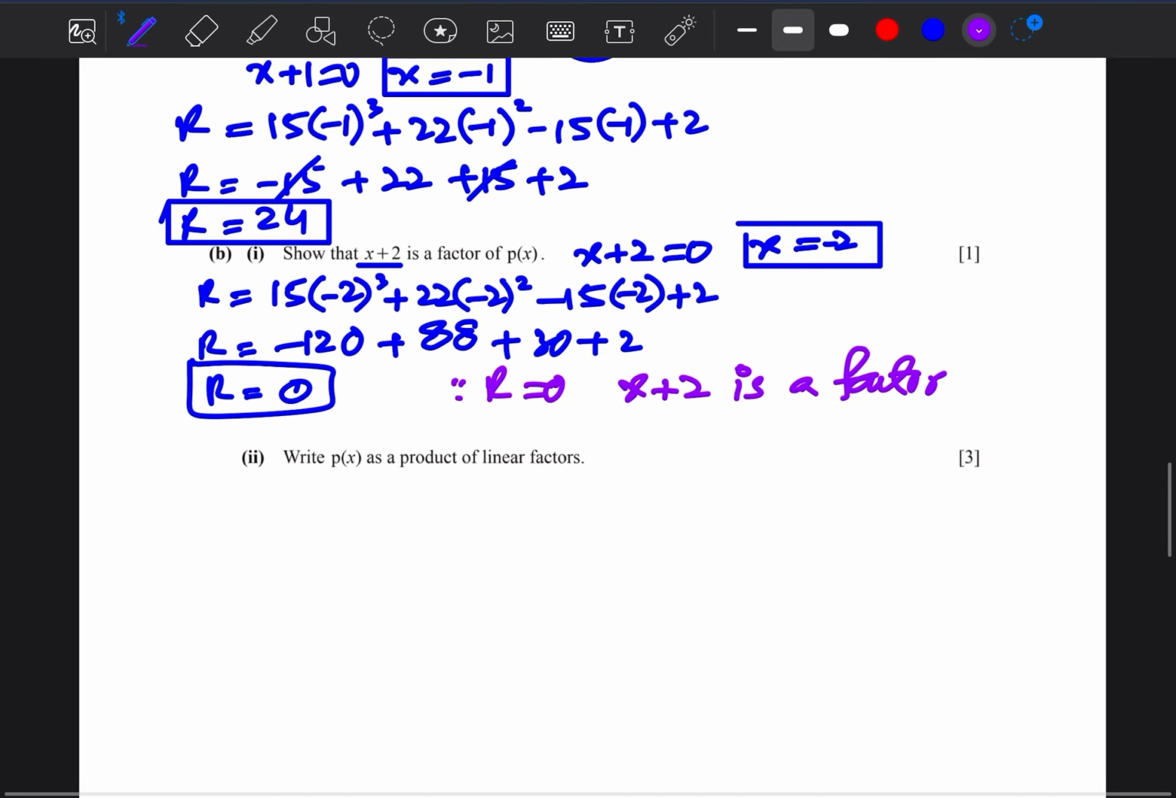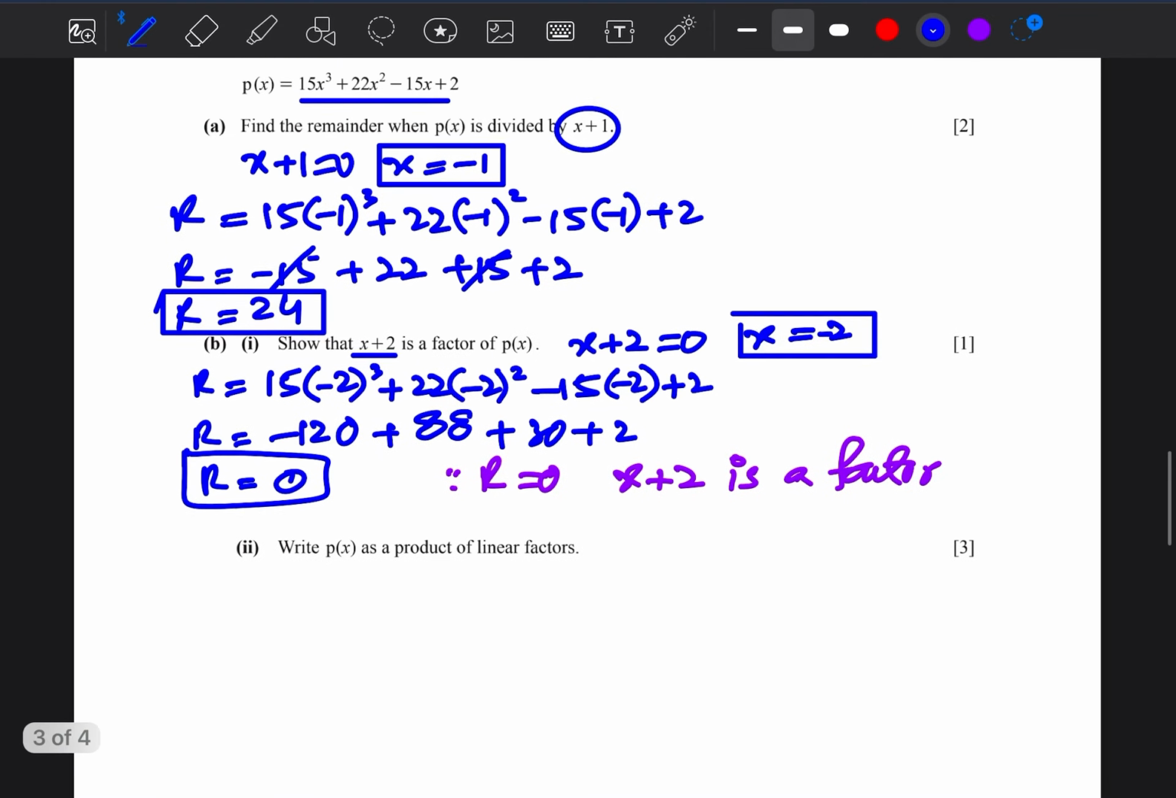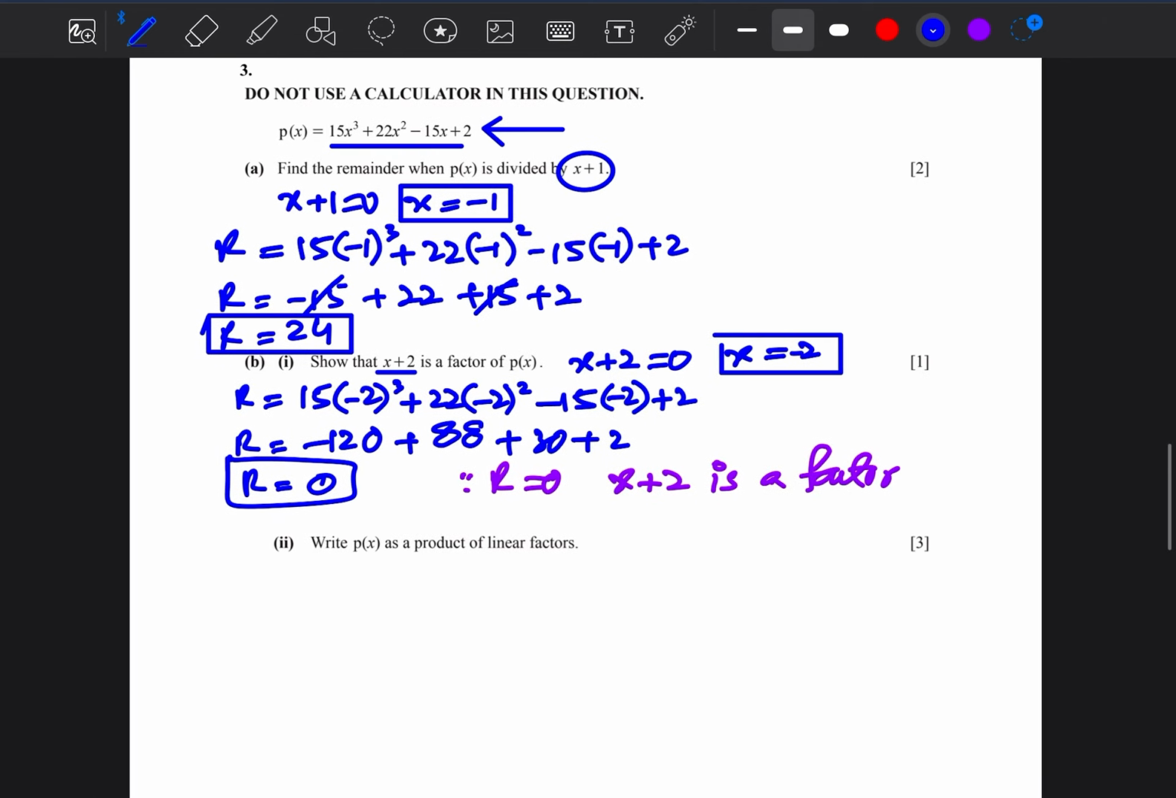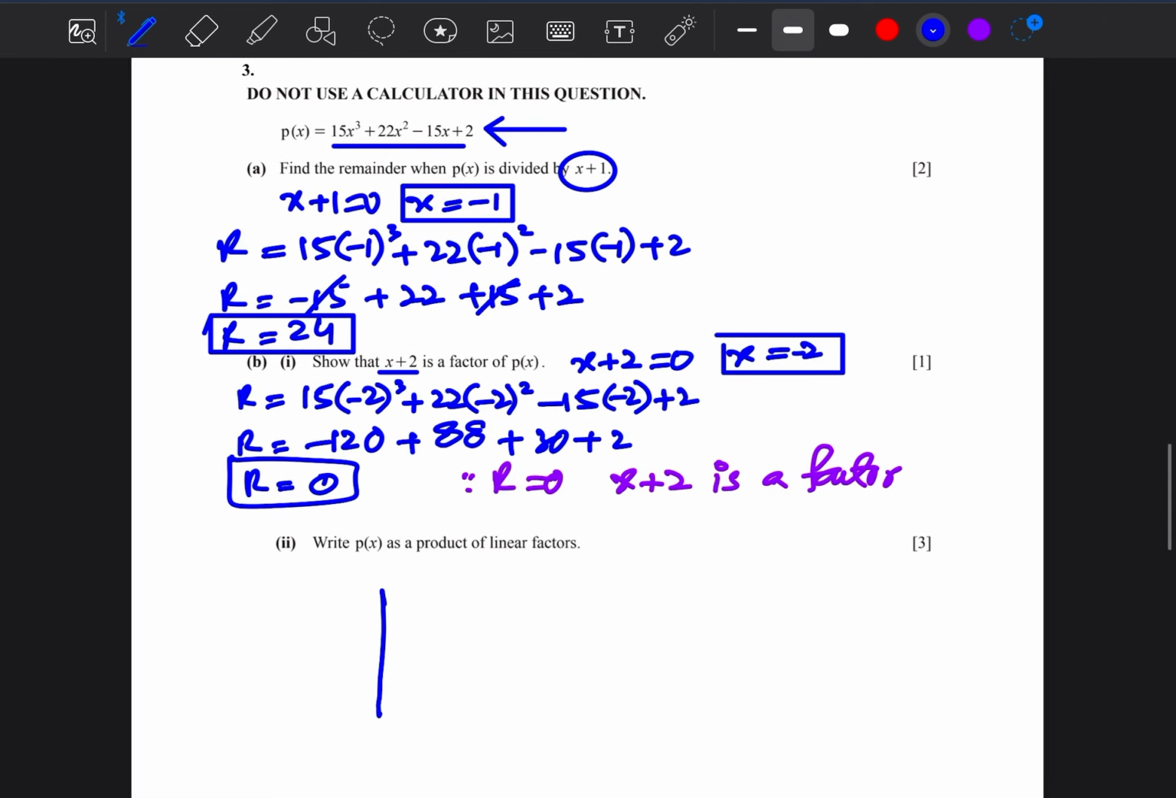Write P(x) as a product of linear factors. So you can see we have to write this P(x) into a factorized form, into linear factors. So what I'm going to do is divide it. Since I got the first factor here, x plus 2, I'm going to divide with synthetic division to get the other factor, that is the quotient.